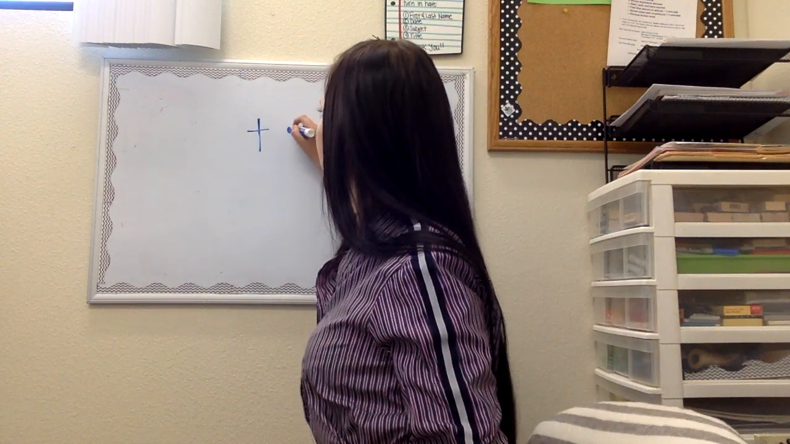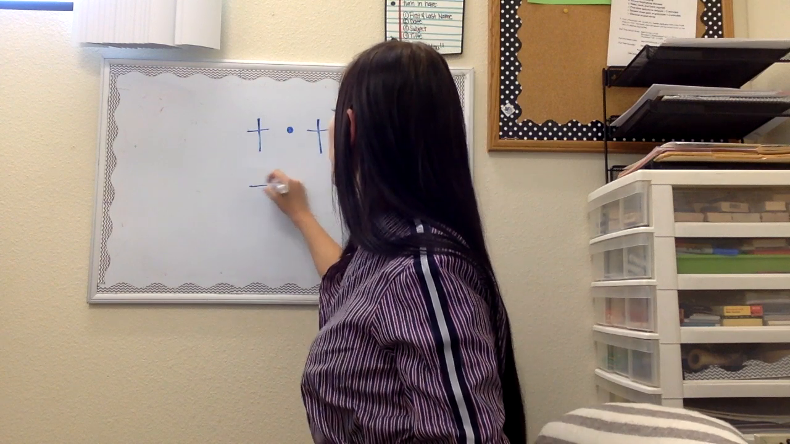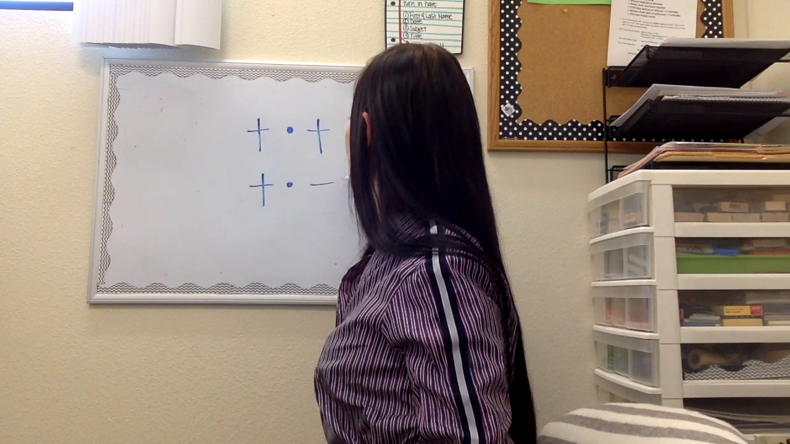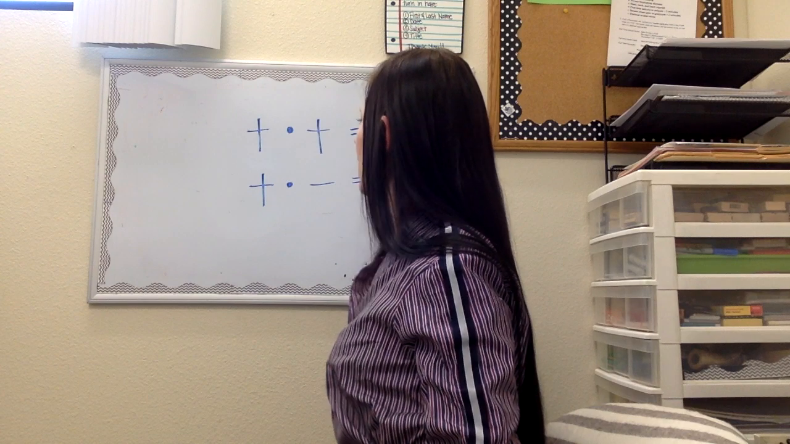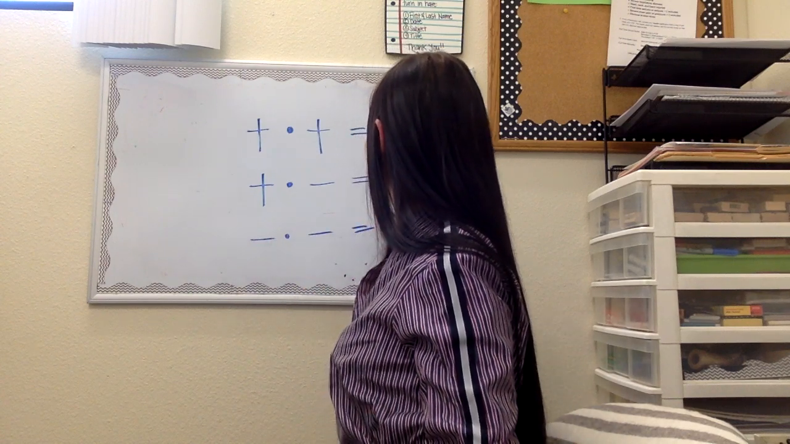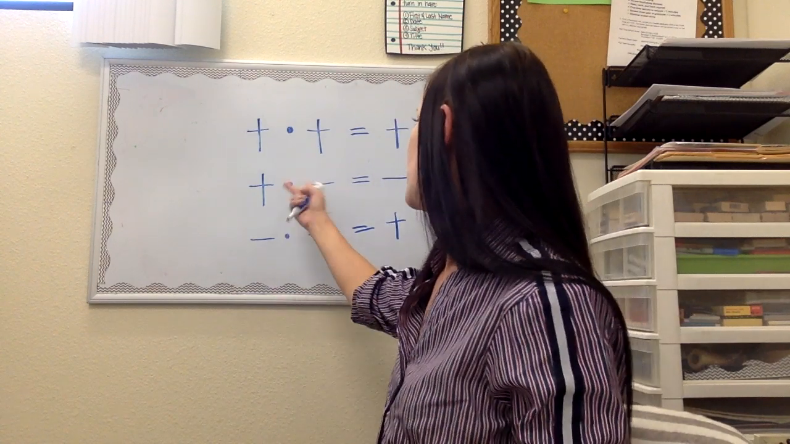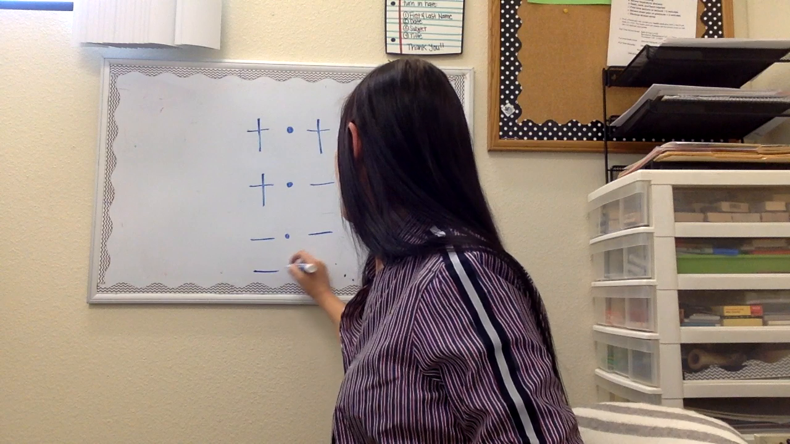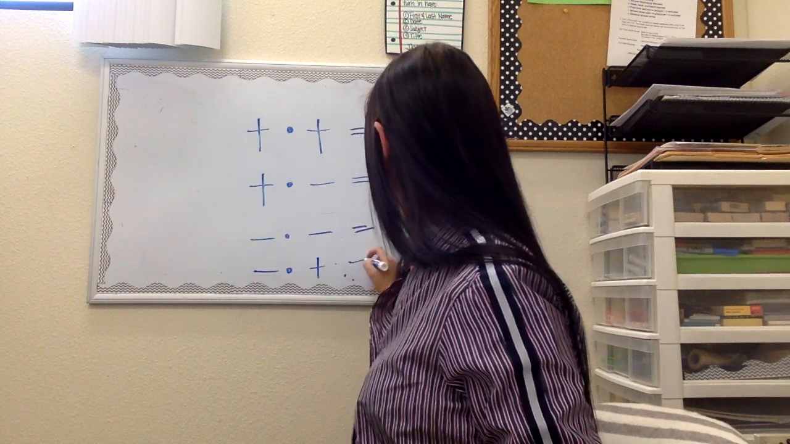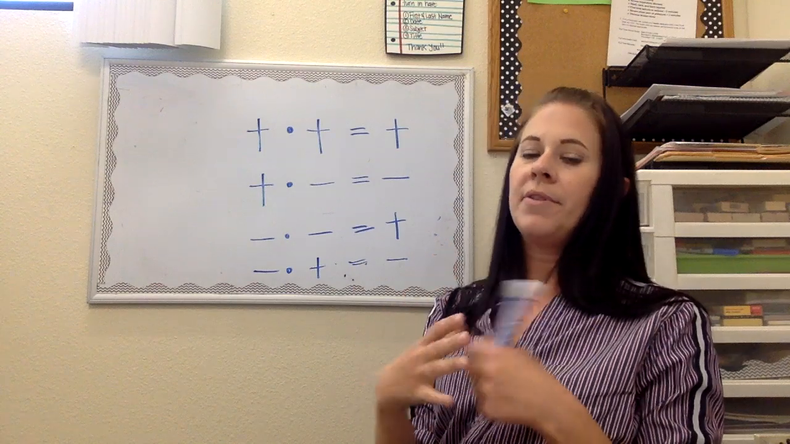Positive times a positive equals a positive. Positive times a negative equals a negative. Negative times a negative equals a positive. Something like that. Maybe not in that order. And you can switch these two and also write negative times a positive equals a negative. So it's kind of just this really quick reference chart.